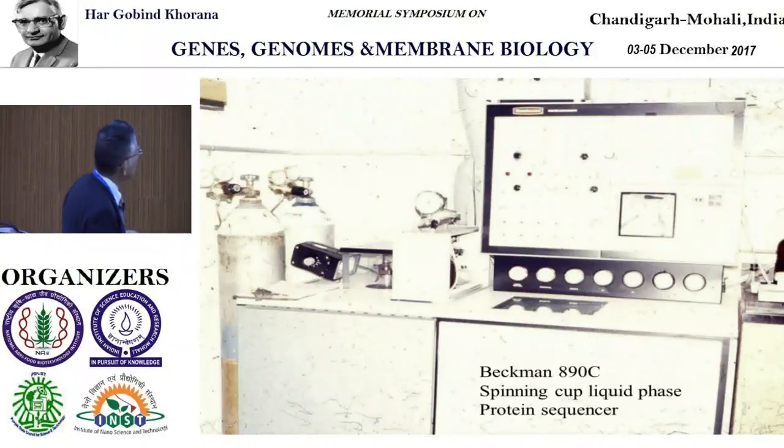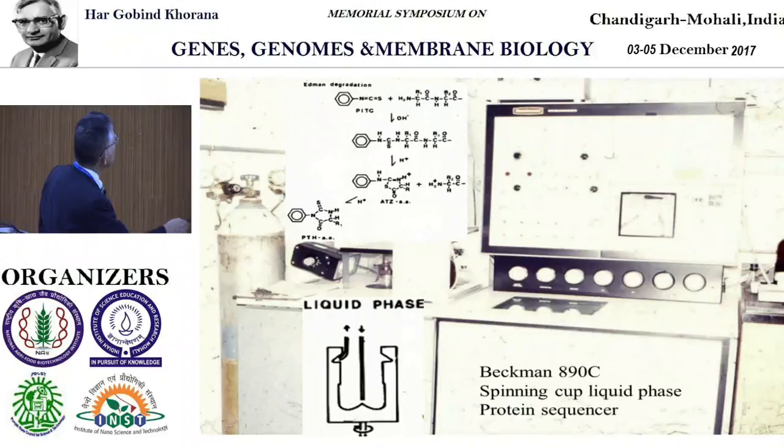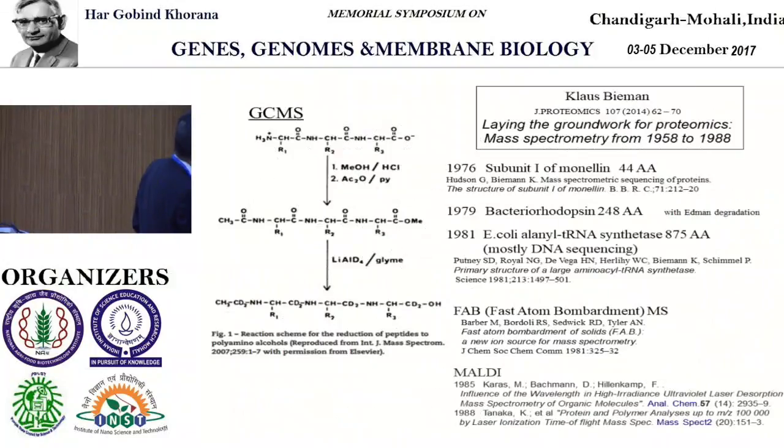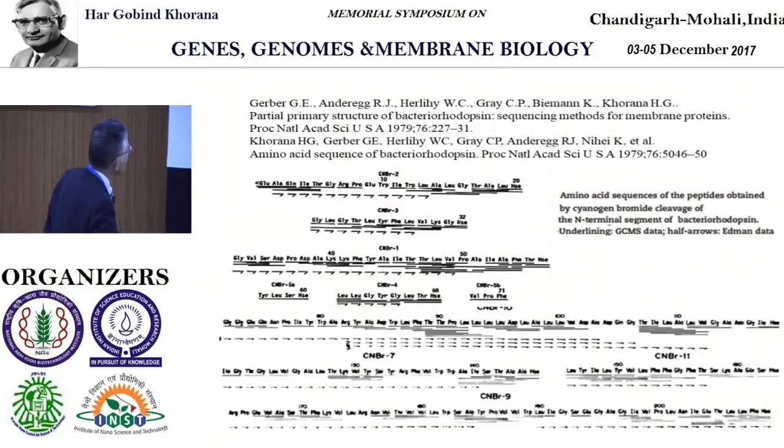And sorry about the quality of the picture, but this is the Beckman 890C spinning cup liquid phase protein sequencer that Gobind's laboratory had. Spinning cup, well, actually, if you look at this portion, there's a cup rotating, and aqueous liquid, sorry, I'm not used to this one.